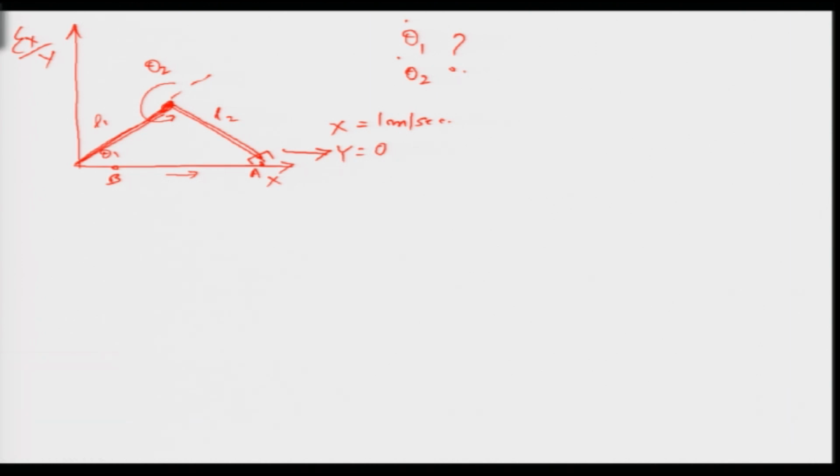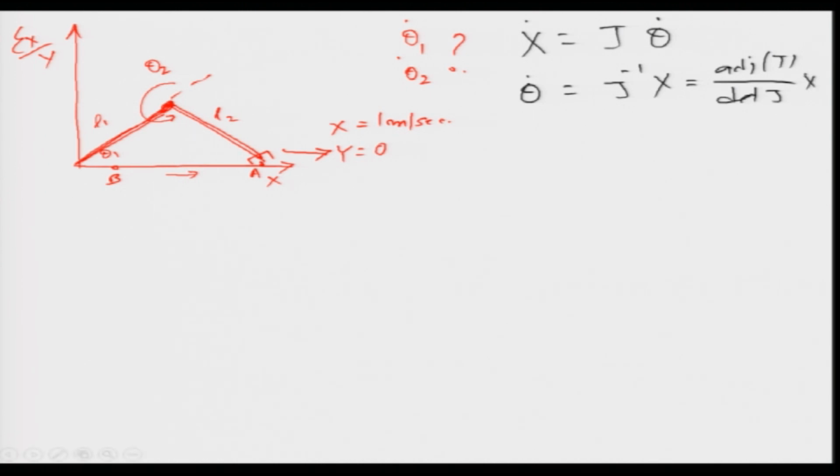Essentially, we write down our Jacobian again. Let me write it this way: x dot is equal to J into theta dot. If I want to find theta dot, then I need the inverse of J times x dot, which is equal to the adjoint of J by the determinant of J, into my x dot. We are given that x dot is equal to 1 meter per second and y dot is equal to 0. That is my velocities. So, how do we proceed?